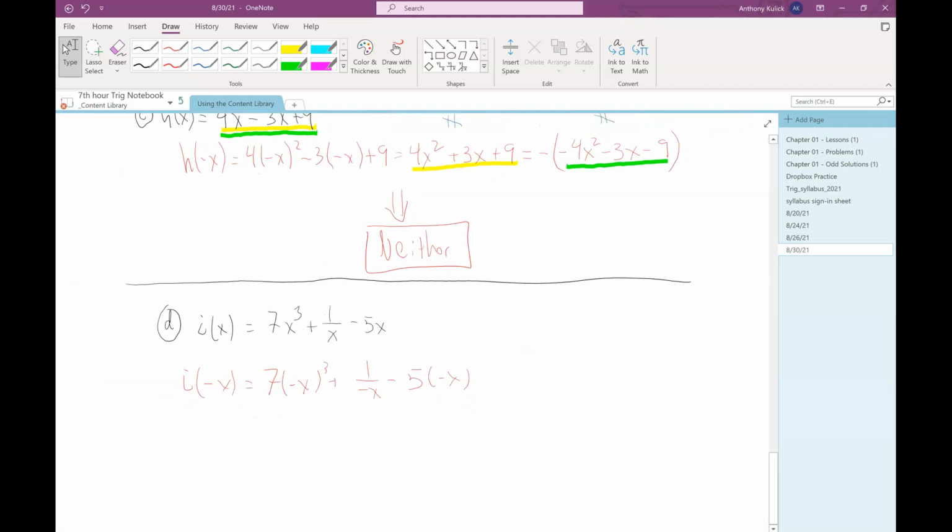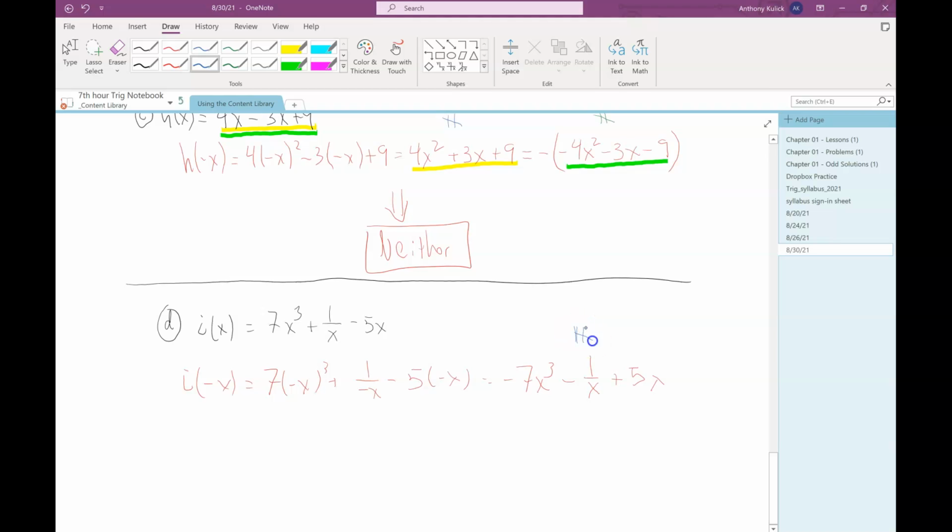Okay. Negative x to the third is just going to be negative x to the third, so that's going to be negative 7x to the third. 1 over negative x is the same thing as negative 1 over positive x, right? So I'm going to move that negative sign out front. And then negative 5 times negative x is positive 5x. Everybody agree? Okay.